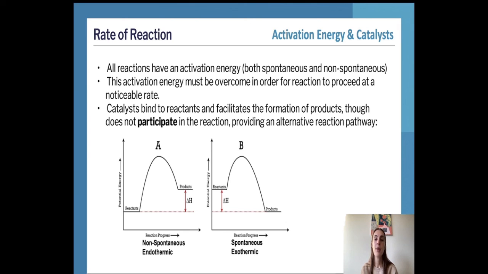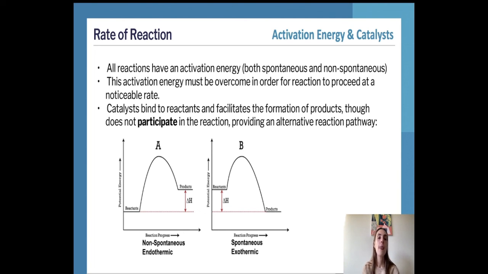But catalysts can be used to speed up the rate of reaction by binding to the reactants and facilitating the formation of products. They don't participate in the reaction, but they provide an alternative reaction pathway by lowering the activation energy so that it's easier for the activation energy to be reached, or holding the reactants in the right orientation so that the active sites can be collided.